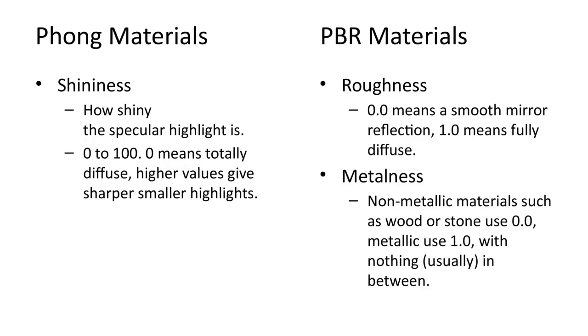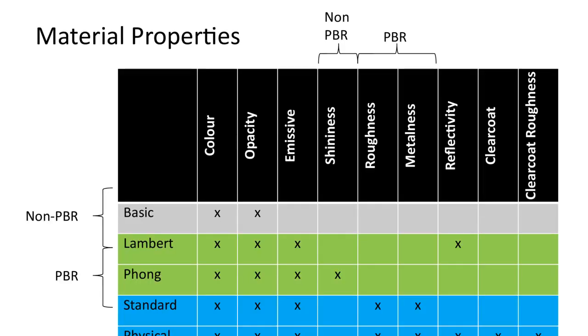Phong materials use a shininess parameter to describe how shiny the material is. The value varies between 0 to 100. PBR materials use metallic and roughness parameters instead of the shininess parameter. The metallic parameter describes how much the material is like a metal. Non-metallic materials such as wood or stone should be set to 0. Any metallic materials should be set to 1. The roughness parameter describes how rough the material appears. The table gives an overview of the different materials and some of their main properties.